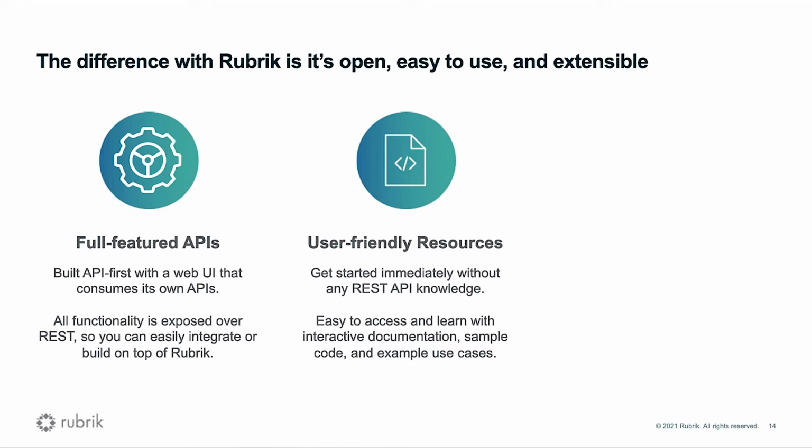You can't simply guess what endpoint URIs are, or query parameters, or what's supposed to go into the body of the request. With Rubrik, our docs are built right into the product, which makes it super easy for you to get started and build different things yourself, even if you have zero REST API knowledge to start with.